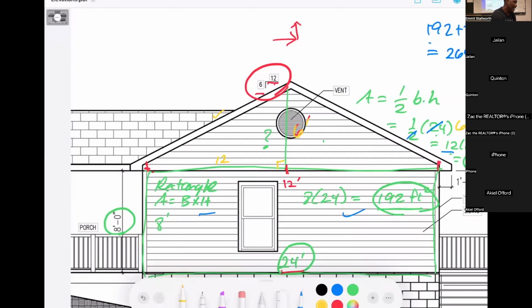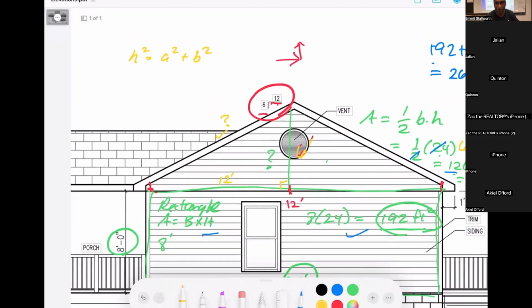Okay. I gotta find this right here, guys. I have this right here is 12 feet, which is one side of that triangle. I got 6 feet on the other side of the triangle, and those are the two legs. And the hypotenuse is on the other side. So remember that the Pythagorean theorem said that the hypotenuse squared is equal to the sum of both of the legs squared. You guys remember that? Do you remember the Pythagorean theorem?